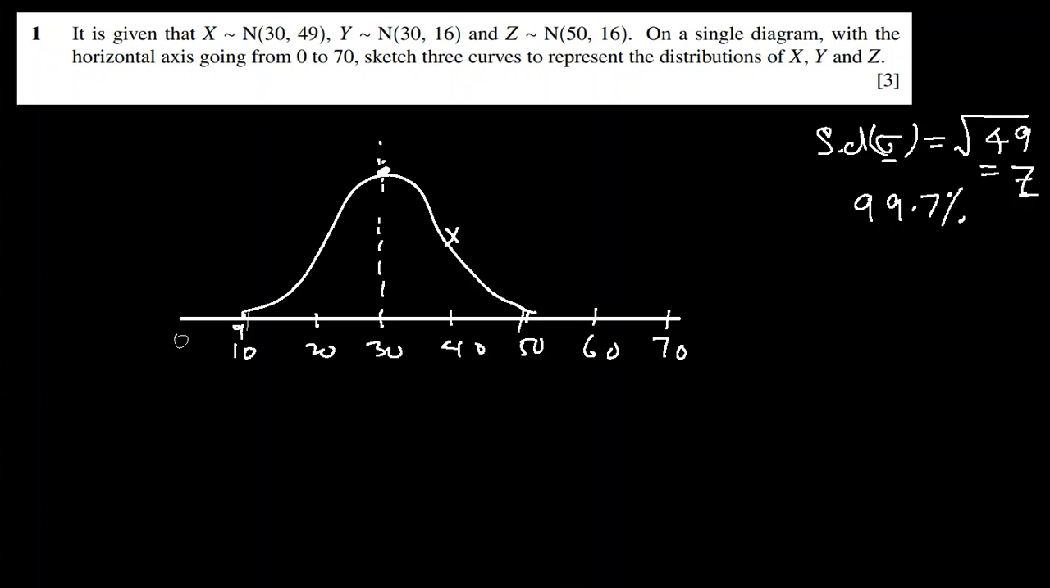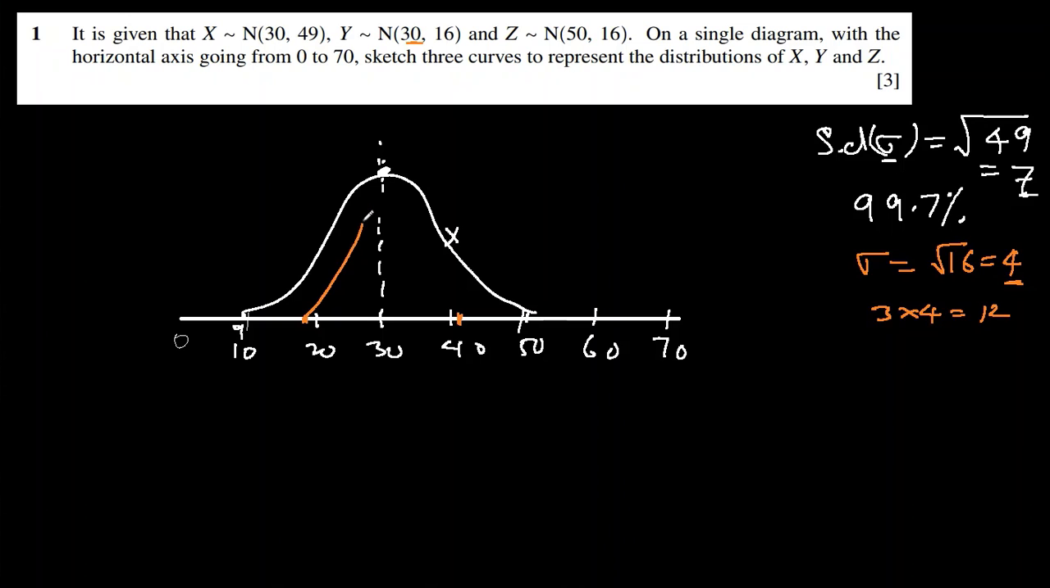Let's go to y. Again, the mean is 30, but standard deviation is square root of 16, which is 4. That means 3 sigma to the left and 3 sigma to the right. 3 times 4 is 12. That means minimum data will be 12 less than 30, which is 18 here, and 12 more than 30, which is 42 here. Since it will be a narrower normal distribution, the mean will be taller.